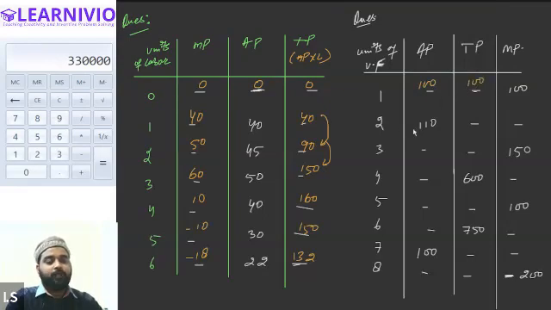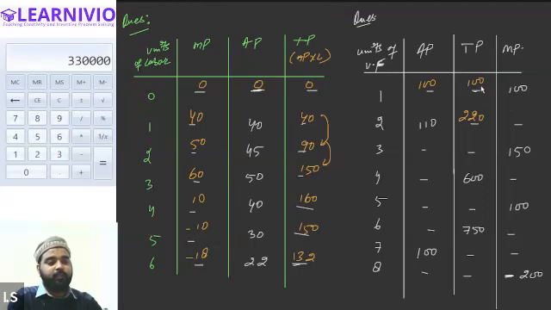Now at the second unit of labor, average product is 110. That means total product will be how much? 220. Correct. Now to calculate the marginal product, we will simply evaluate the difference arising in the total product. Earlier it was 100, now it is 220. That means marginal product is 120.